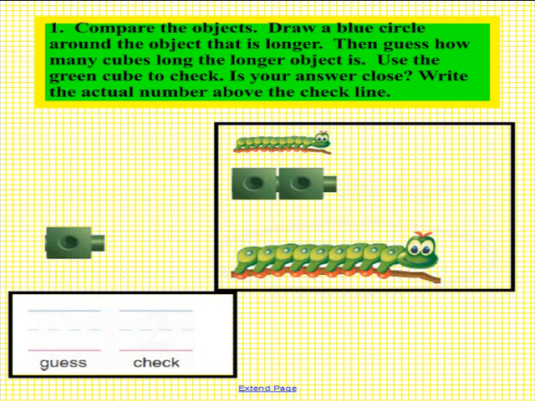If you would please, pick up a blue pen and draw a circle around the larger object. Please pick up a pen now. When done, place it back in the tray.